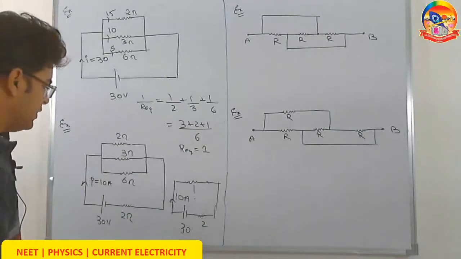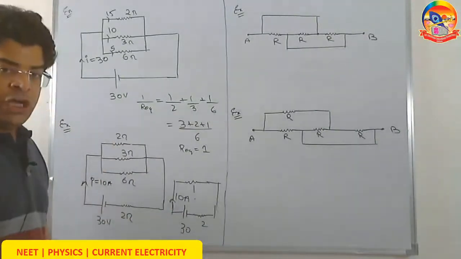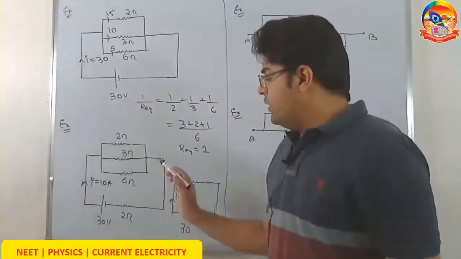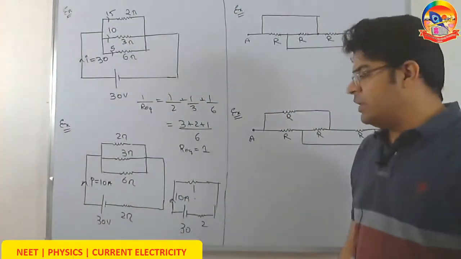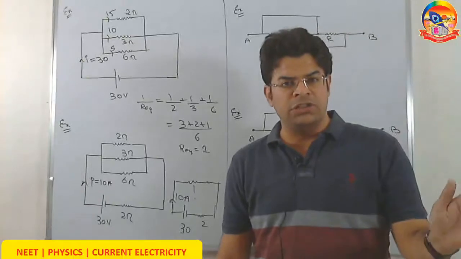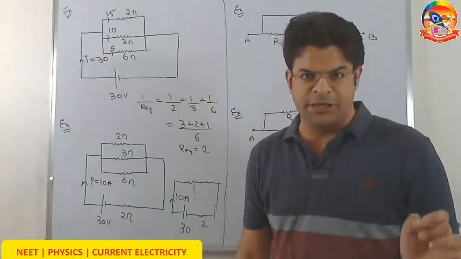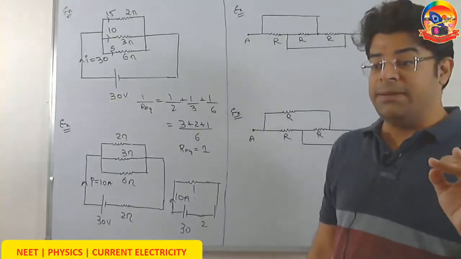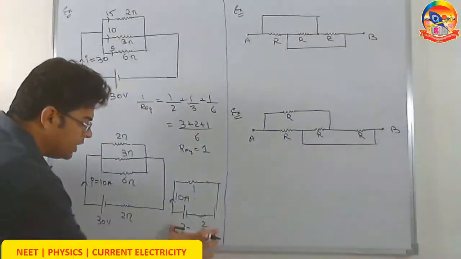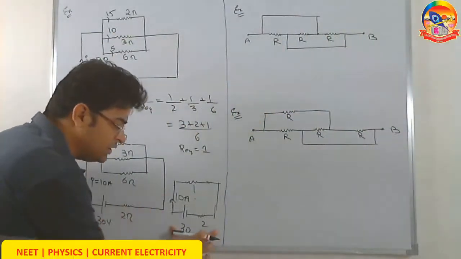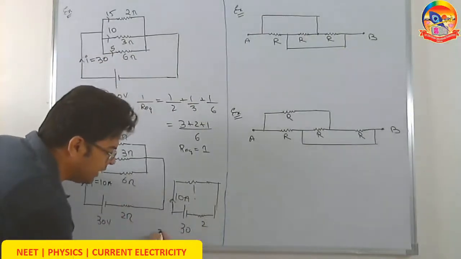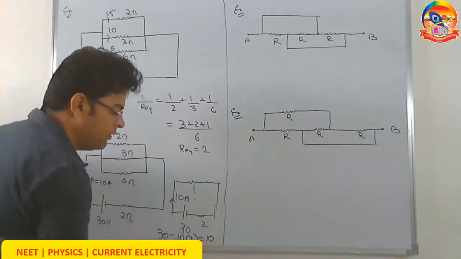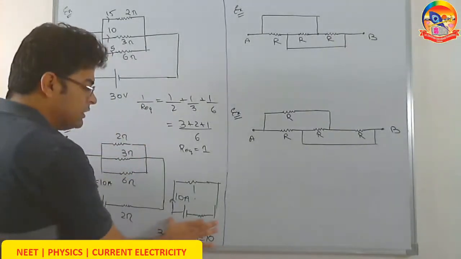First of all, tell me, is this battery getting charged or discharged? This battery is getting discharged. In the last video, we learned that whenever a battery gets charged, the potential drop across it is E plus IR. Whenever a battery gets discharged, the potential drop across it is E minus IR. Here, since it is getting discharged, the potential drop across the battery has to be E minus IR. So 30 minus 10 into 2, that comes out to be 10. The potential drop across this battery is 10.